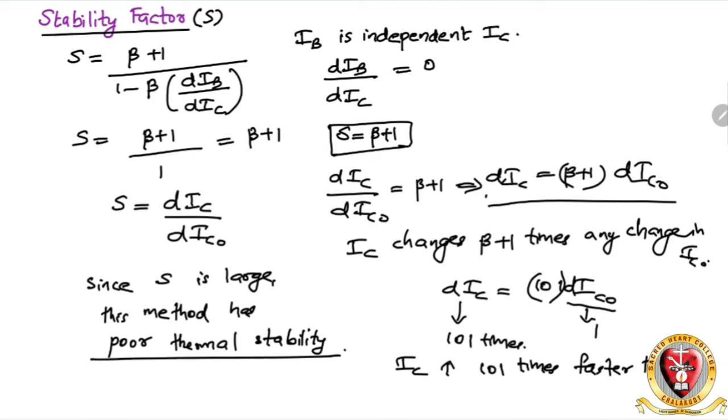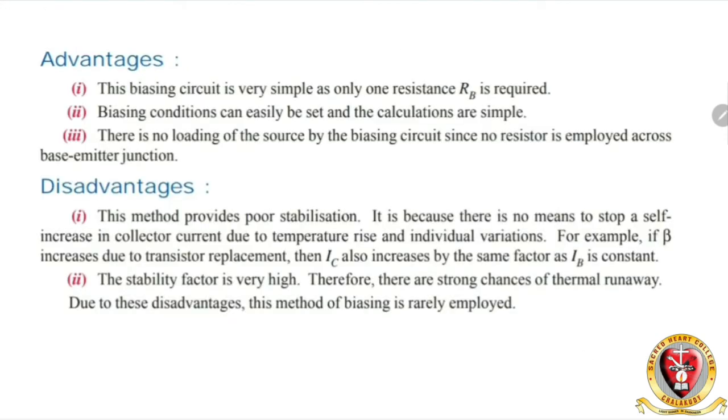So let's see the advantages and disadvantages of this method. The main advantage of this method is that this circuit is very simple because only one resistance is required in the circuit design. Also, we can set the biasing conditions very easily because we need only one power supply and only one resistor, and the calculations are very simple.